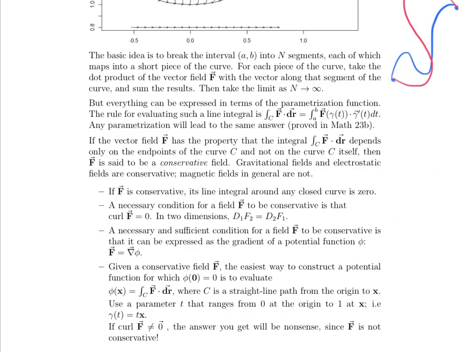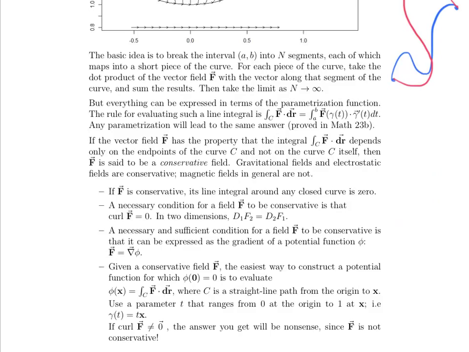A necessary condition for a field to be conservative is that the curl of the vector field happens to be 0. Very interesting. A necessary and sufficient condition for a field to be conservative is that it can be expressed as the gradient of some function. We call that the potential function.